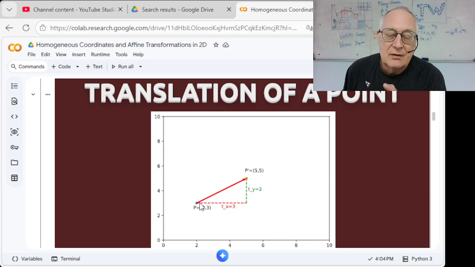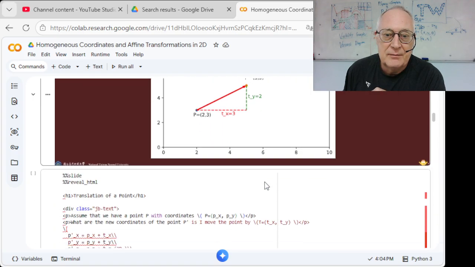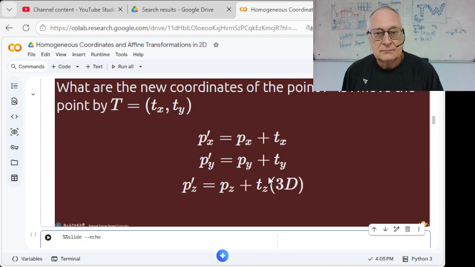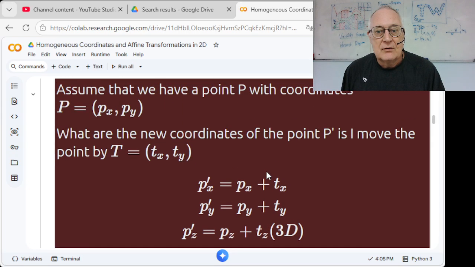Translation of a point, if I have a point (2, 3), that's quite straightforward, right? If I move the point by 3 units in the x direction and 2 units in the y direction, I end up with point (5, 5). So I can write that.